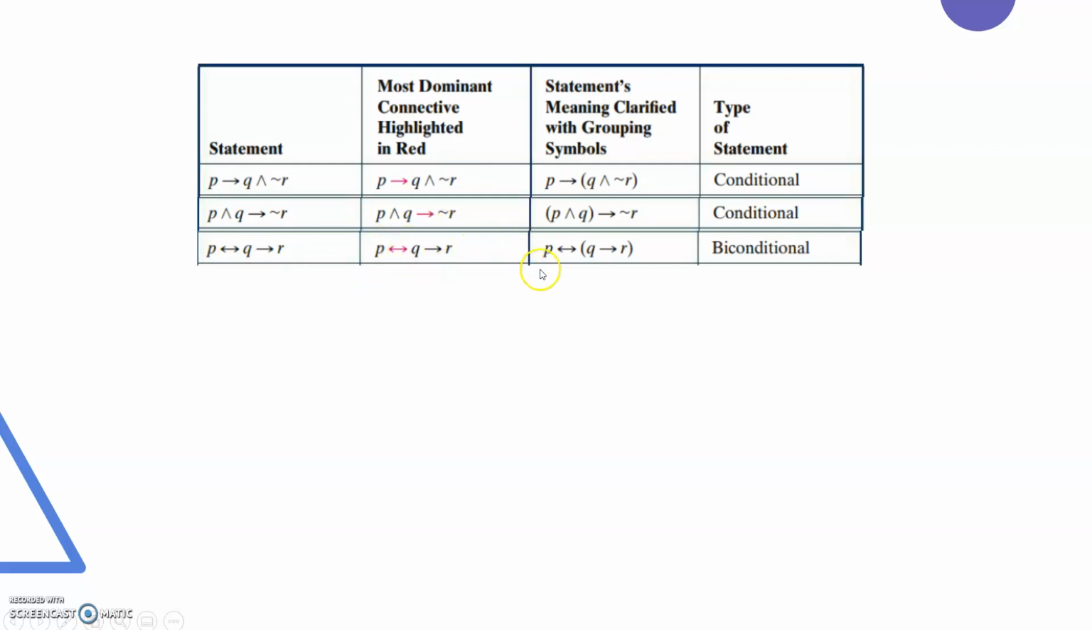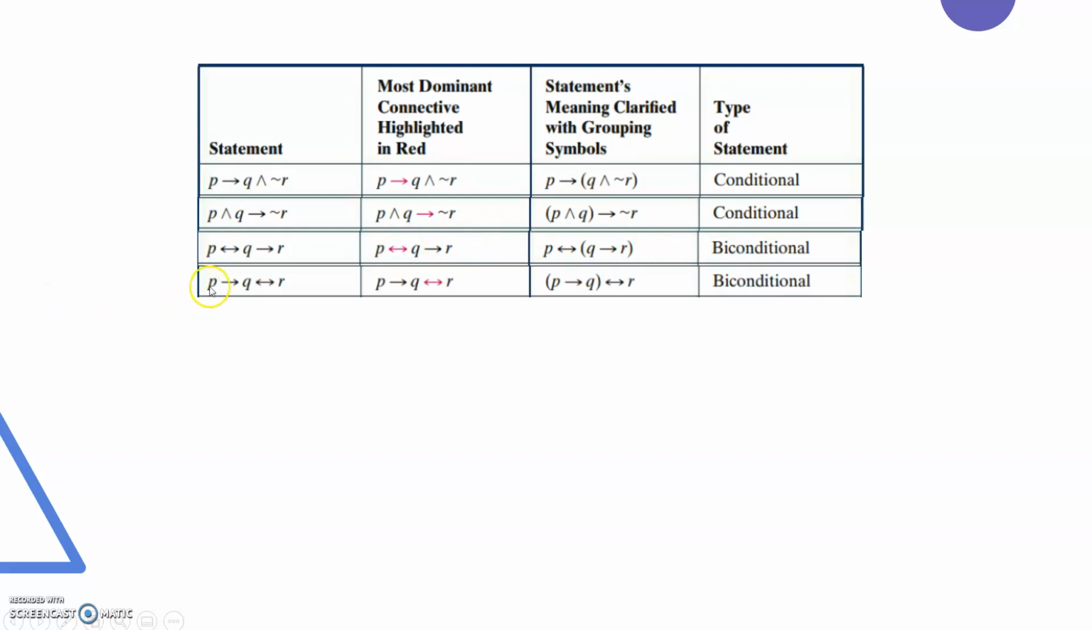So I only have two after. So I would group the Q and the R. Q implies R together. This will be considered a biconditional because the biconditional has the strongest dominance. This says, if P then Q, if and only if R, or P implies Q, if and only if R. The one with the strongest dominance is the if and only if statement.